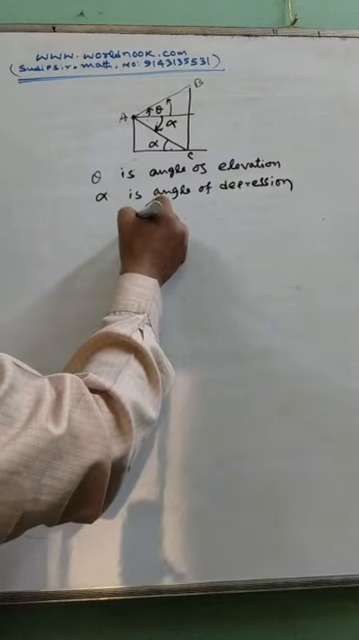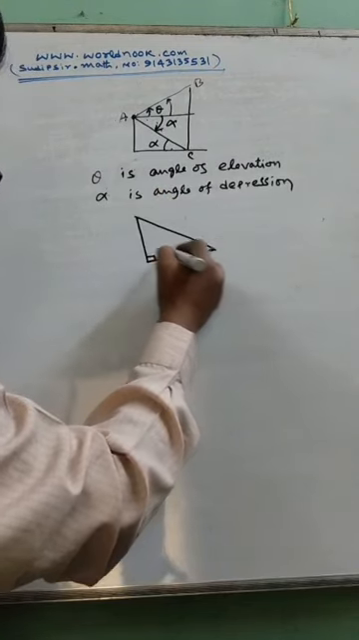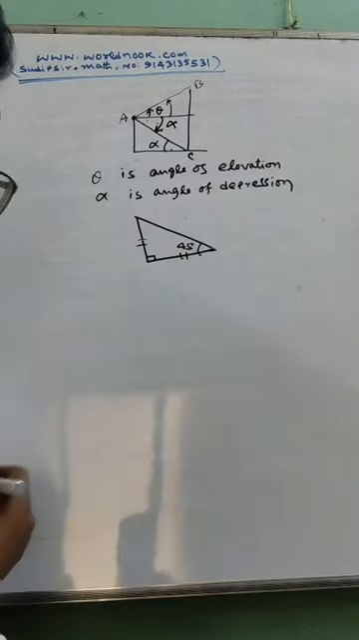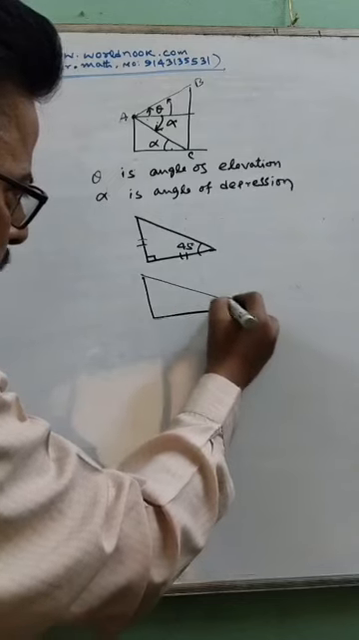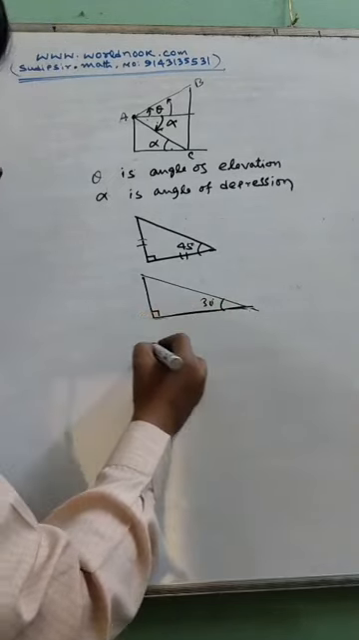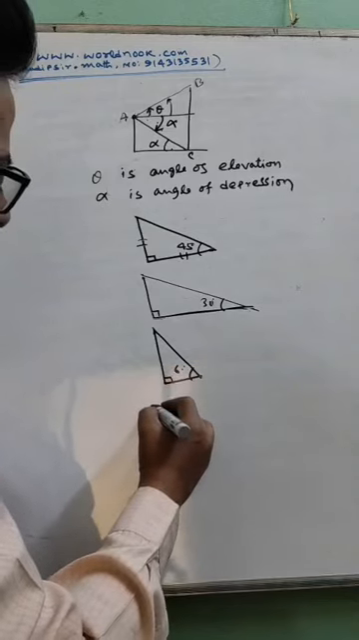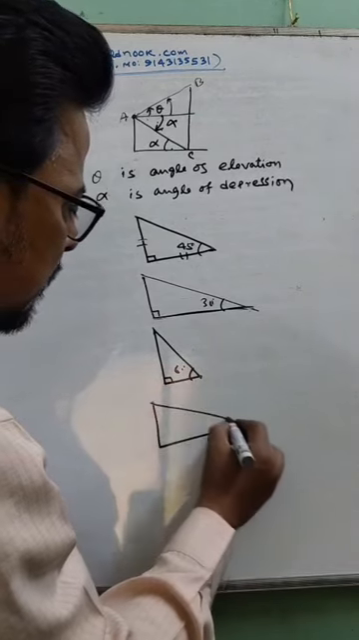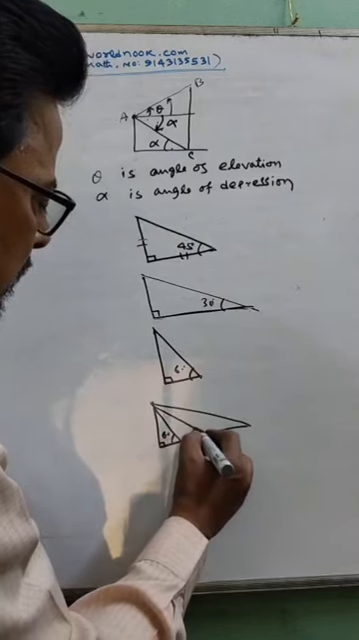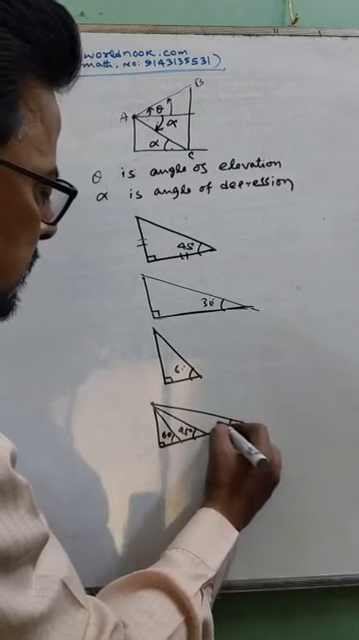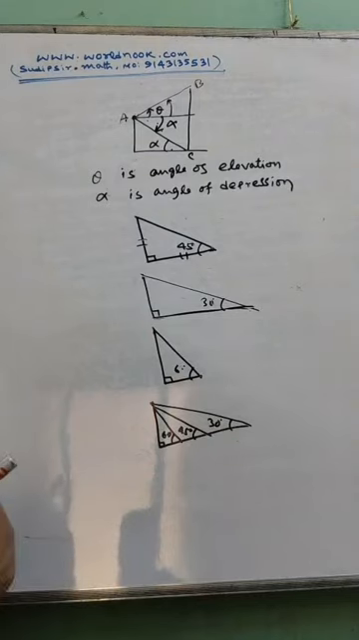Another thing, for drawing: for 45 degrees, take these two sides equal. For 30 degrees, the base will be longer. For 60 degrees, the base will be shorter than the height. So in one diagram, this is 60 degrees, this is 45 degrees, and this is 30 degrees, in the case of drawing the diagrams. Okay.